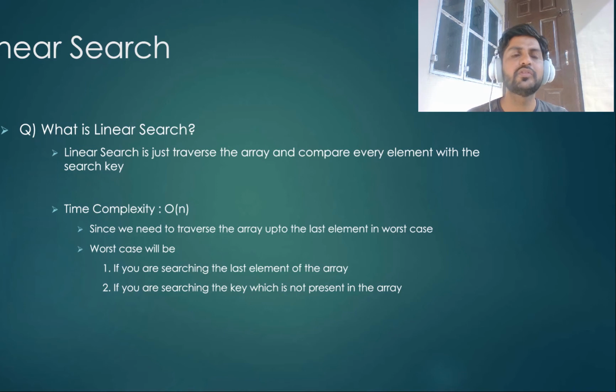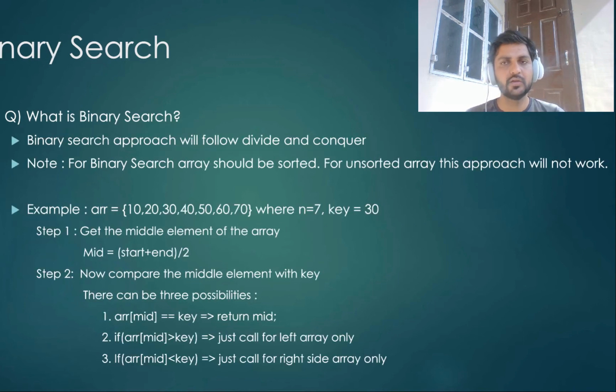Now we'll move to the binary search. So what is binary search? The binary search approach actually follows the divide and conquer algorithm, in which we divide the array into two halves and out of the two halves, we go for just one. So once we divide our main array into a smaller part, we do the same logic on that smaller part. That is the divide and conquer algorithm.